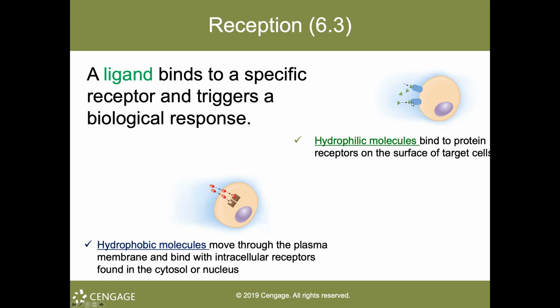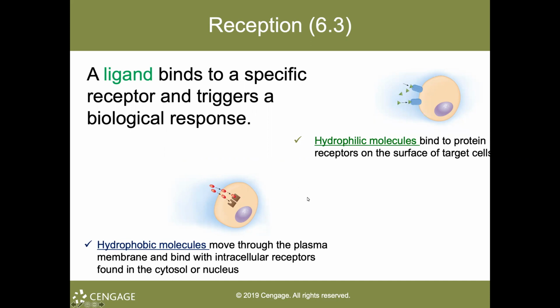You have a receptor that's embedded in the plasma membrane. We know from the last slide that this particular receptor has a hydrophilic domain that's located on the extracellular portion of the cell. Therefore, it can only bind hydrophilic molecules. So the only ligands that can bind to this receptor embedded in the plasma membrane have to be hydrophilic.